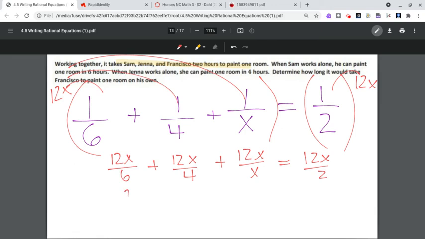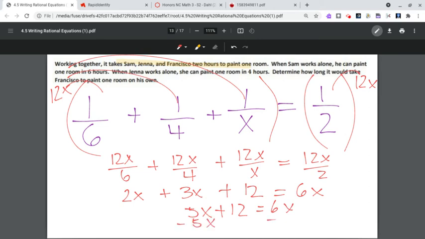12x divided by 6 is 2x. 12x divided by 4 is 3x. 12x divided by x is 12 equals 6x. 5x plus 12 equals 6x. Subtract 5x. 12 equals x. Francisco would take 12 hours on his own.